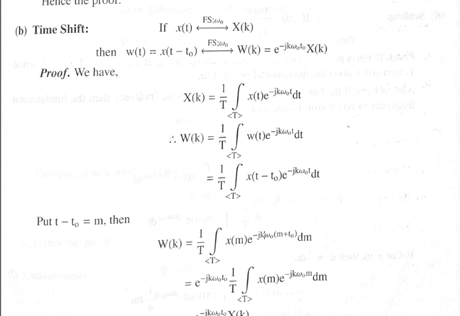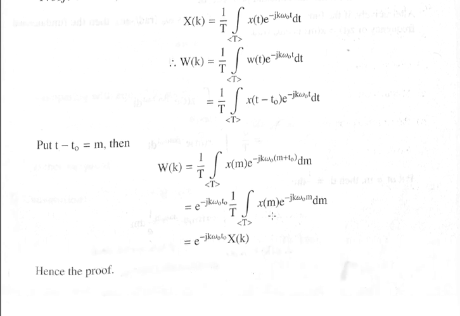Now e raised to minus jk omega naught t naught. To make it a standard form of the analysis equation, we should have e raised to jk omega naught t, and this t naught is extra. So we take this e to the power minus jk omega naught t naught outside, and 1 by T, all that remains is x of t e raised to minus jk omega naught t dt. When we expand this term, except this exponential, it is nothing but x of k. So this is the proof.